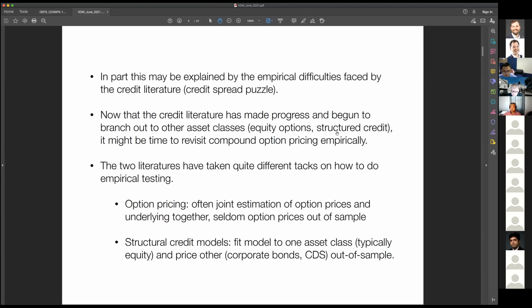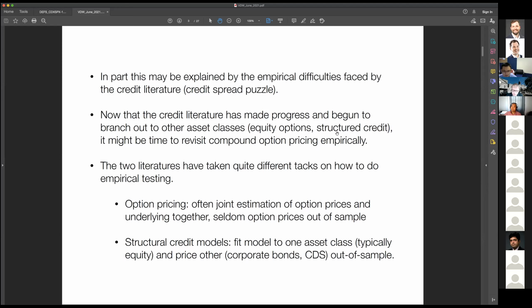Whereas, and it's kind of interesting, there are all sorts of reasons why this is the case, and I'm not criticizing that. But for historical reasons, the structural credit model literature, so anything since Merton, has been very different. It's been: take your model, fit it to, let's say, equity, and then see what the bond price is. And then if the bond price is right or wrong, you draw conclusions from that.